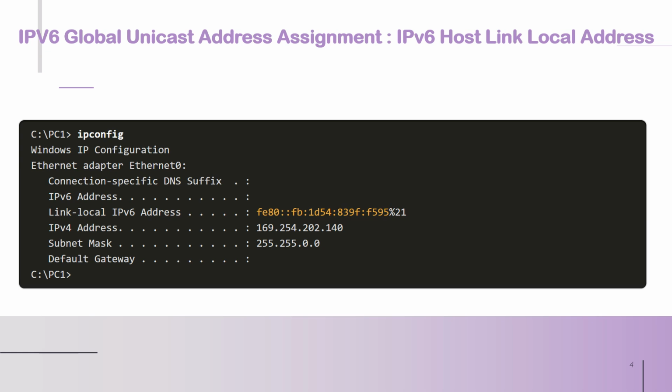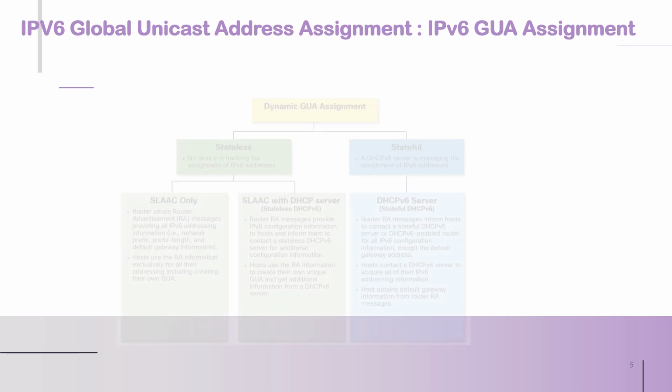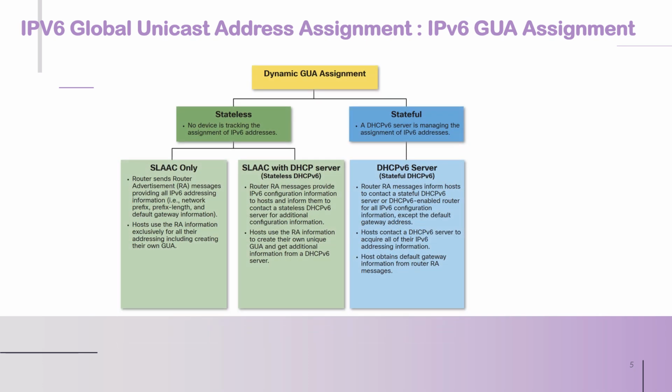IPv6 was designed to simplify how a host can query its IPv6 configuration. By default, an IPv6 enabled router advertises its IPv6 information. This allows hosts to dynamically create or query their IPv6 configuration. The IPv6 global unicast address can be assigned dynamically using stateless and stateful services. Those services are shown here in this figure.